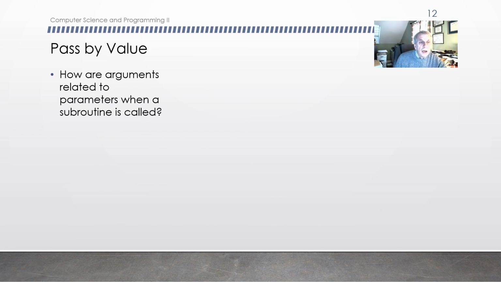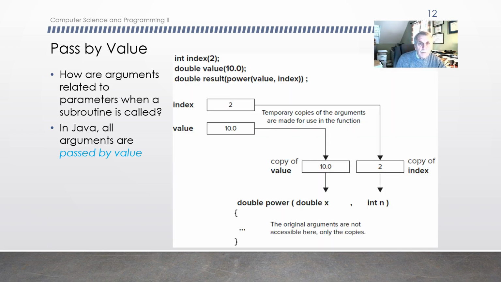So the next concept has to answer this question. How are arguments related to parameters when a subroutine is called? And that's a very good question. It's sometimes difficult to understand because there are two mechanisms or two approaches available. One is called pass by value. The other is called pass by reference. Technically, Java uses only pass by value. So let's explain what this is with a little diagram.